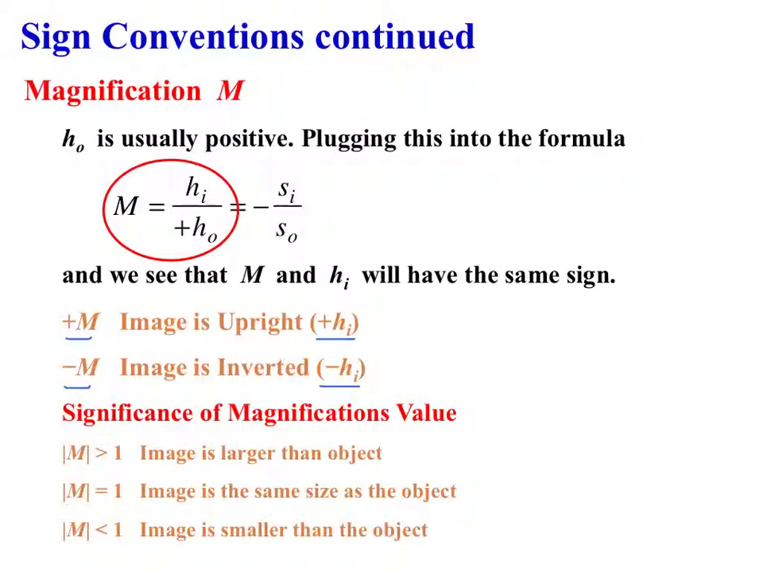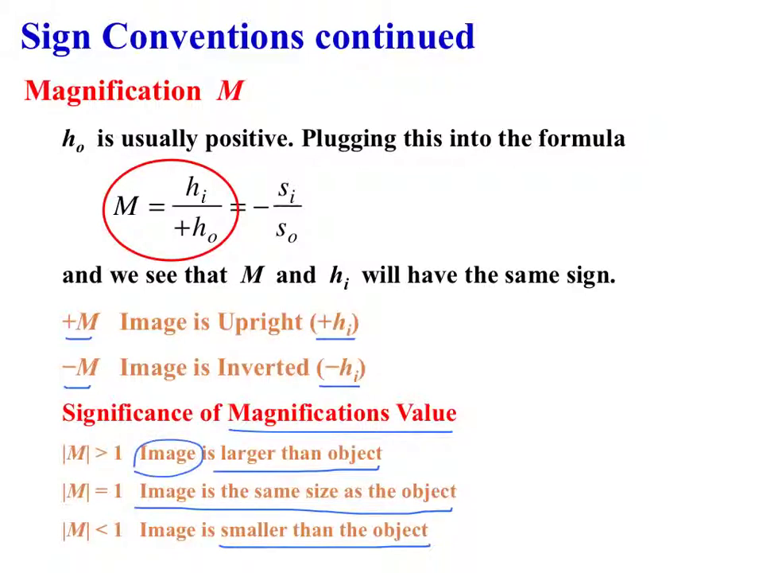What this means is what we're actually looking at is the absolute value of these numbers. If it's greater than 1, the image is larger than the object. If it's equal to 1, then they are the same size. If it is less than 1, then it is smaller than the object. Again, what we're doing is we're comparing the images to the objects.